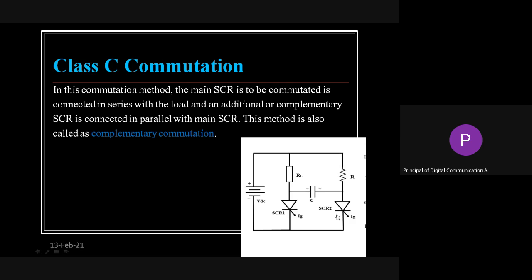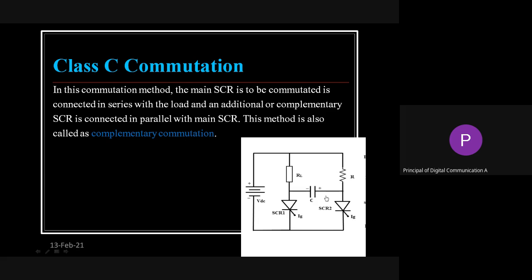Now the SCR is on and the current is flowing. Now we have to make SCR1 off. For that we have to start SCR2. Once SCR2 is made on, at that time SCR1 goes into reverse bias, and that is how the SCR becomes off.